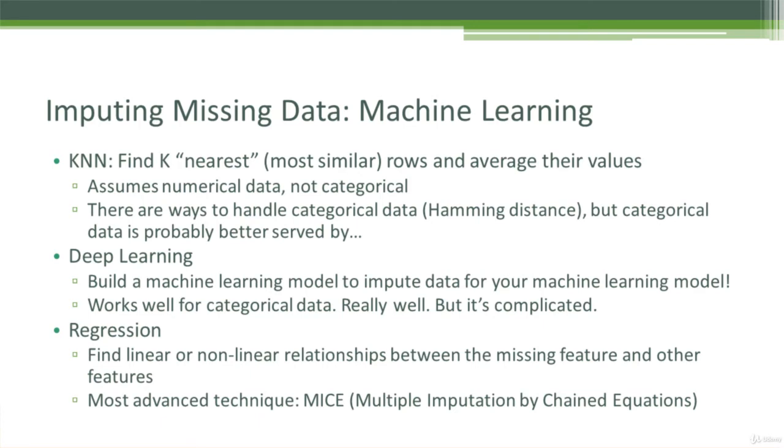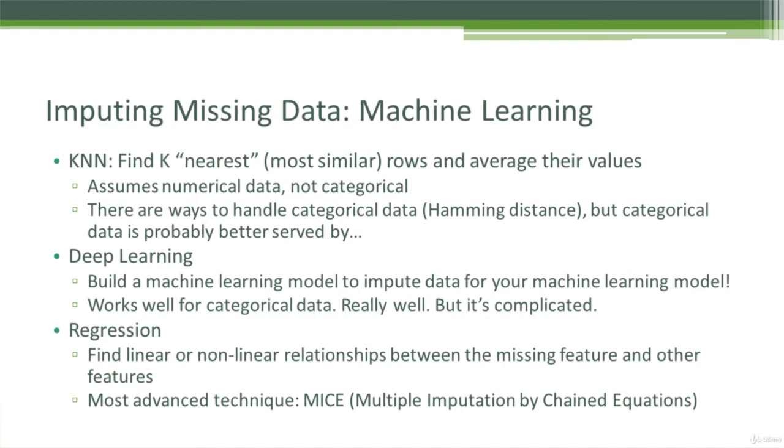Neural networks are great at doing categorization problems. So the idea would be to actually build a machine learning model to impute the data for your machine learning model, right? It's a kind of a cycle there. And that works really well for categorical data, really well. It's tough to beat deep learning these days. However, of course, it is complicated. There's a lot of code involved and a lot of tuning as well. But it's hard to beat the results. If you actually have a deep learning model that tries to predict what a missing feature is based on other features in your data set, that's going to work out. A lot of work, a lot of computational effort, but it's going to give you the best results.